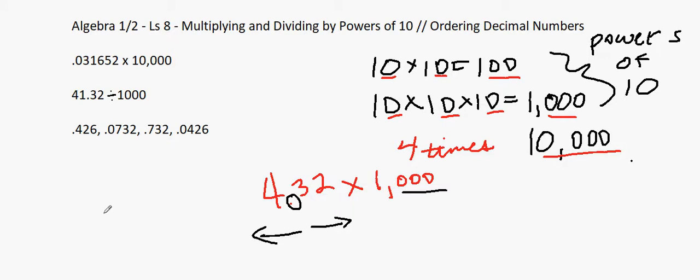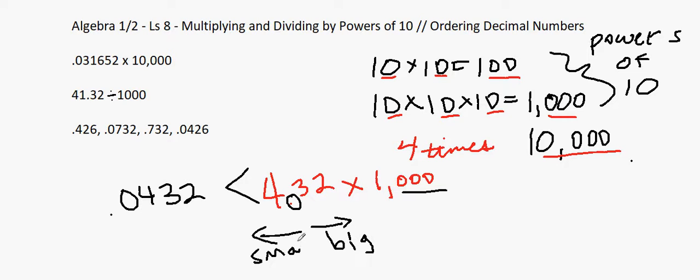Well, think about it. Which number is bigger, 4.32 or 0.0432? Well, obviously, it's this one. To get to here, I had to move the decimal point left and make it smaller. To get to here, I moved the decimal point to the right to make it bigger. So right is big, left usually small. Okay? So if I multiply by 1,000, shouldn't it get bigger? Absolutely.